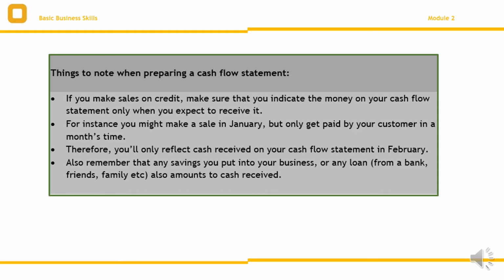For instance, you might make a sale in January but only get paid by the customer in a month's time. So you would not record it in January, you would record it when you receive it in a month's time in your cash flow statement. Therefore, you only reflect cash received on your cash flow statement in February. Also remember that any savings you put into the business or any loans from the bank also amount as cash received. So you must record them in your cash flow statement.